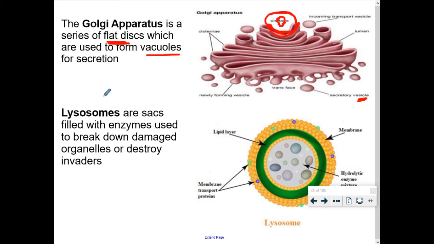Okay. The other thing we want to talk about here is something called a lysosome. A lysosome is used to destroy. It's the doctor. That's not bad. I used a different analogy in the last class, but I like the doctor. Here's my analogy. This is a bad one.